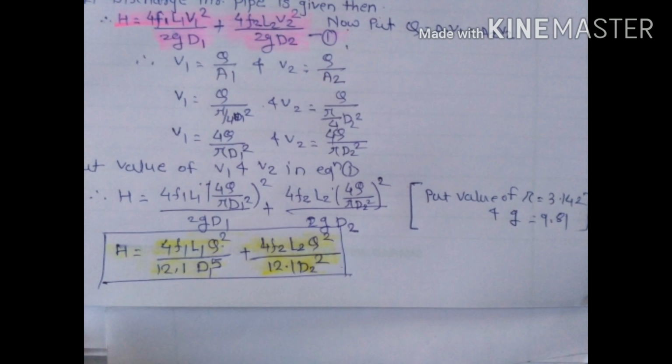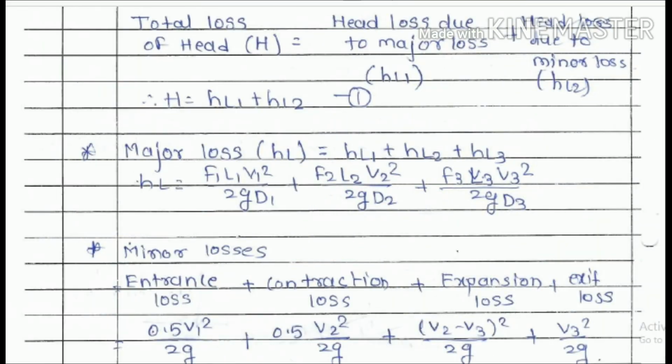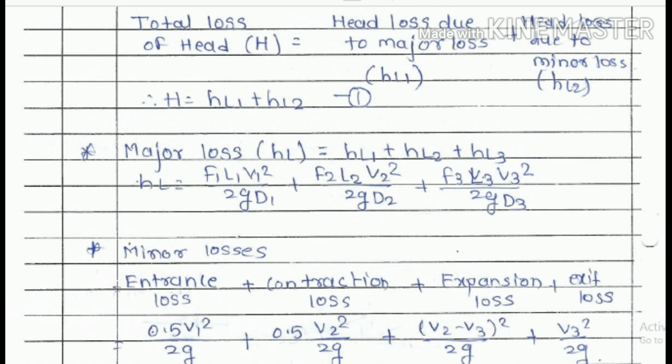So it's very simple when the discharge is given and you have to calculate the head. Just put the values in this formula and you will get the answer easily, instead of following the previous steps, which is one type of numerical. Now this is the another step.